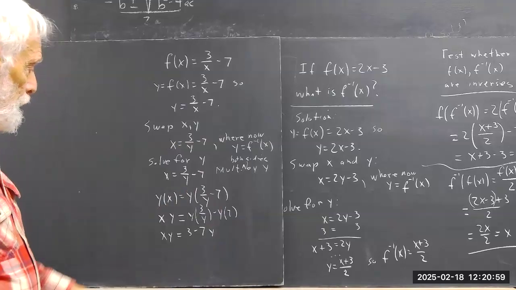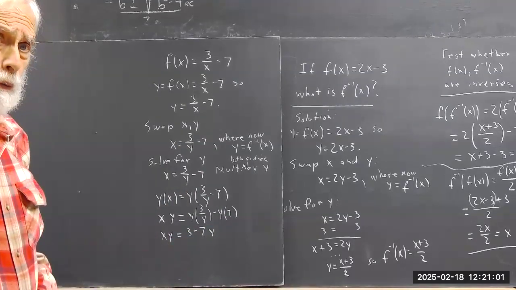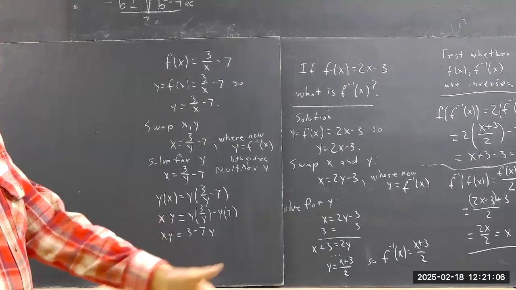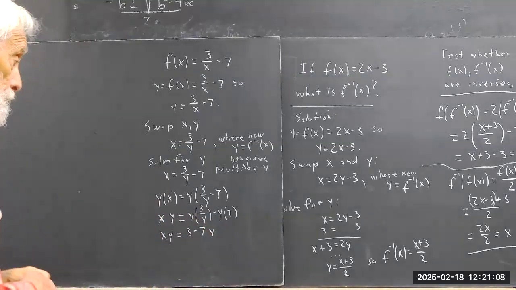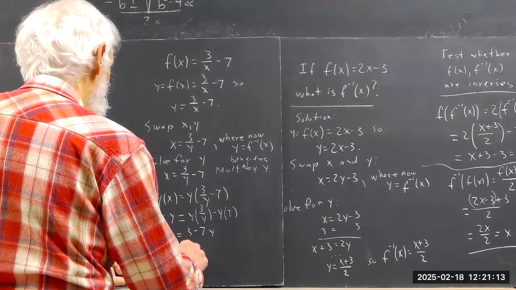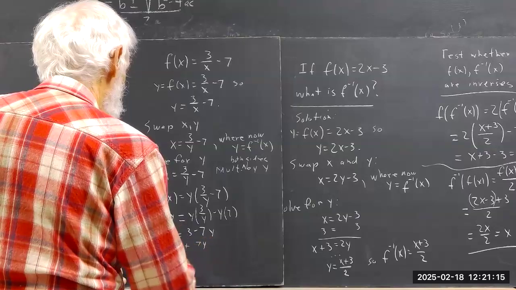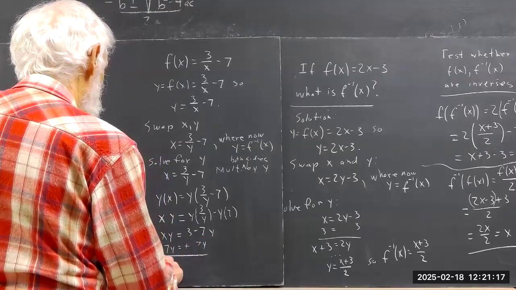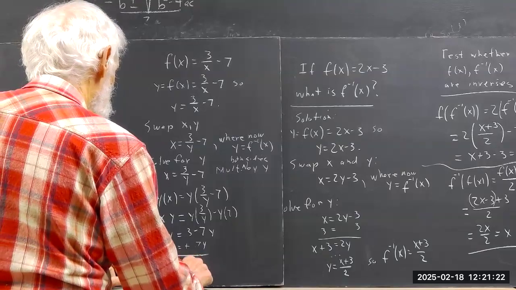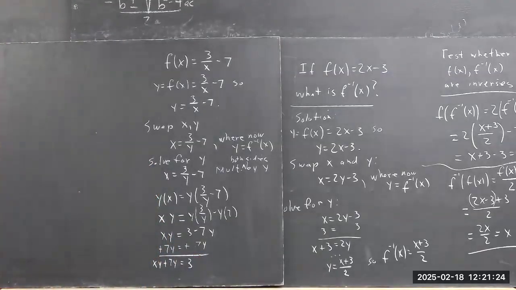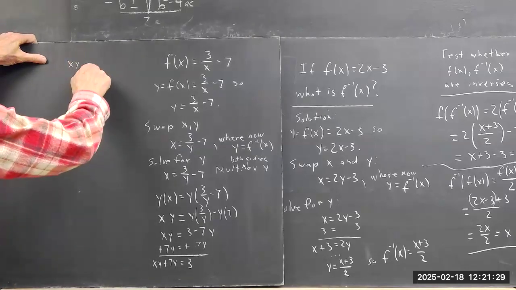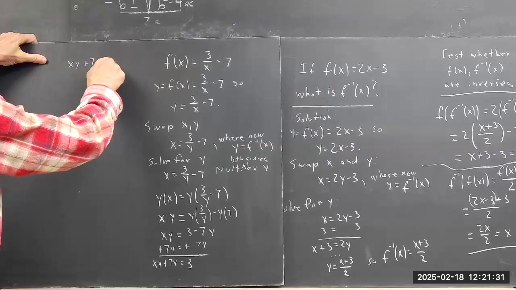We want to solve for y, and we have y here and we have y here. What are we going to do about that? Well, we want all the y terms to be on one side. So we add 7y, and we get xy plus 7y equals 3.